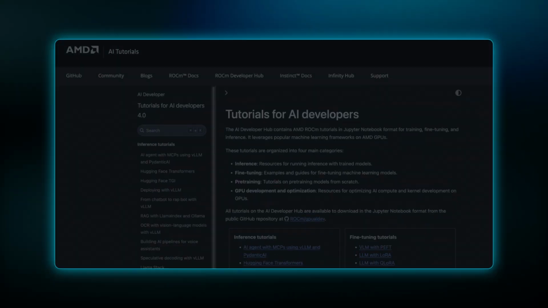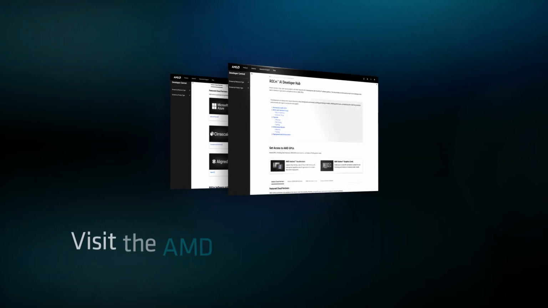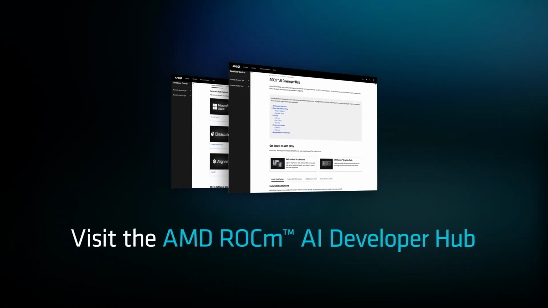To follow step-by-step fine-tuning tutorial instructions, check out the ROCm tutorial page. Looking for additional ROCm resources? Visit the AMD ROCm AI Developer Hub.